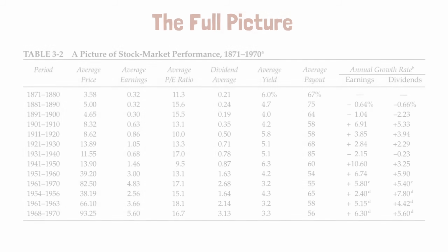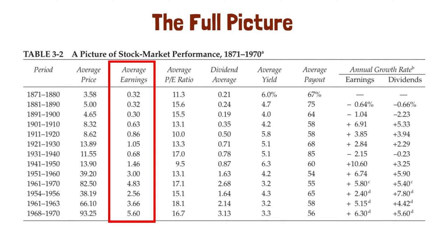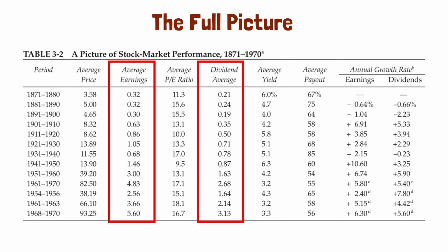Why does Graham bring up these decade figures right here? After exposing the recency bias caused by the spectacular short-term price returns of the 50s and 60s, Graham directs our attention back to the long-term decade-by-decade averages. Look at the full picture. When you smooth out the emotional price swings, business fundamentals, earnings, and dividends show persistent, steady, long-term growth.